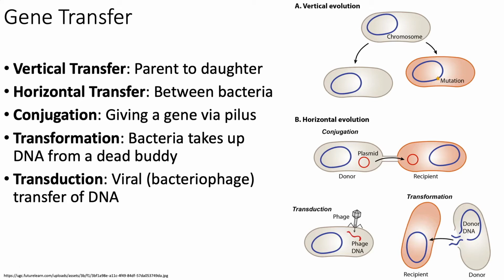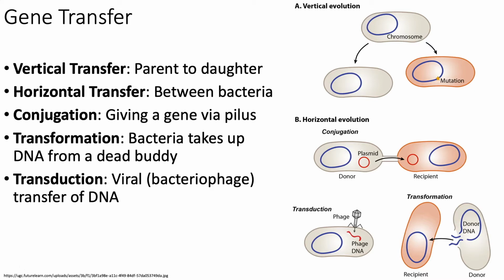So when you generate new offspring via either binary fission, if you're a bacteria, or mitosis, if you're in a eukaryotic cell, that's vertical transfer, going from a parent down to a daughter. Now, if you transfer genetic material between two cells, well, that's called horizontal gene transfer. And usually we're talking about bacteria in this case.